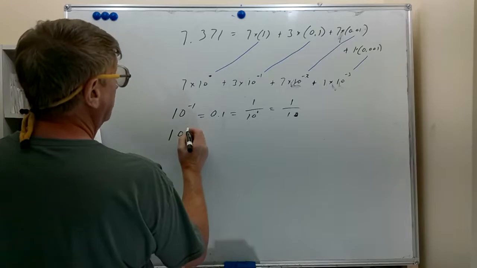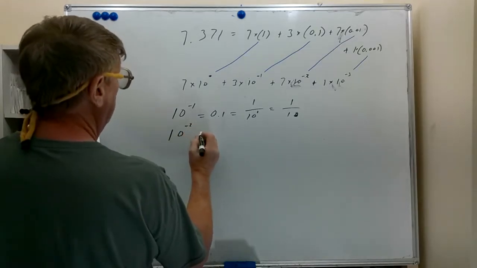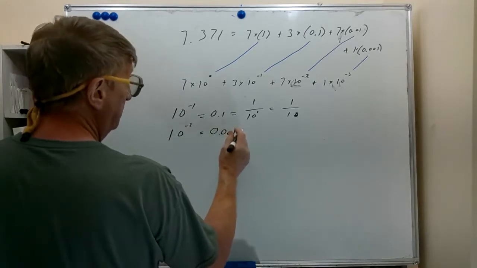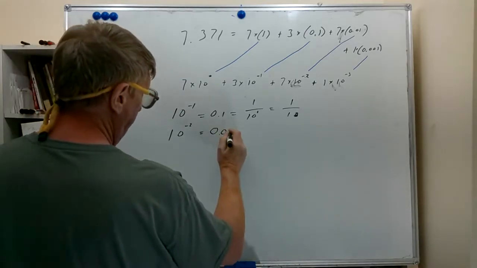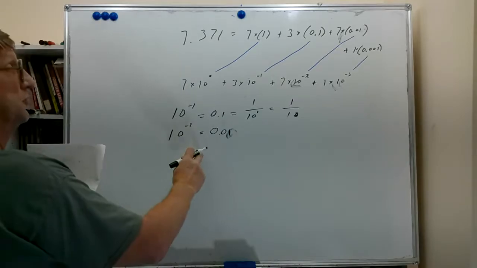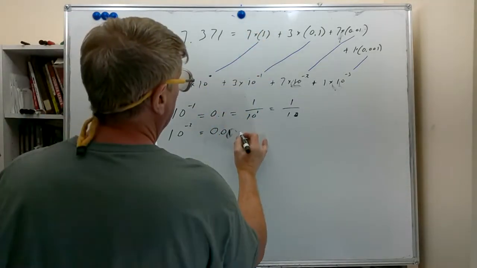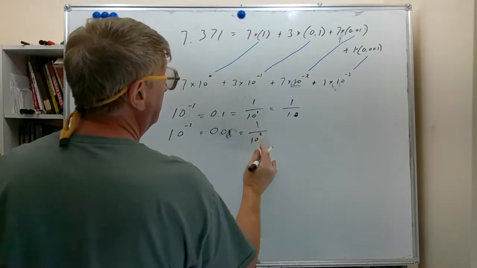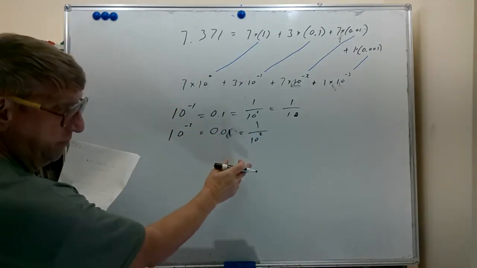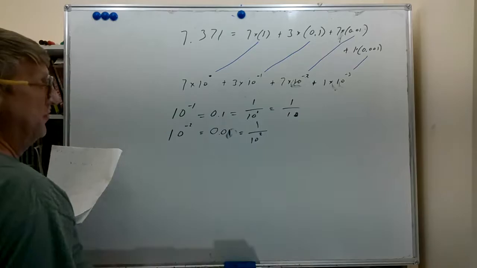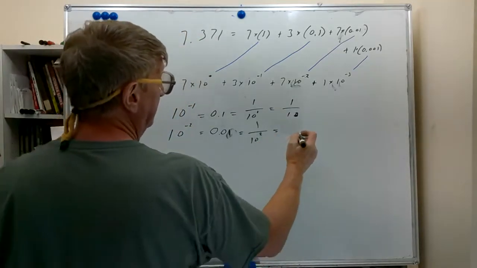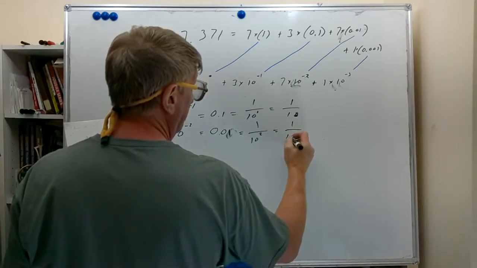We'll do a couple more. 10 to the minus 2 is going to equal 0.01, 2 decimal places from the negative 2, which is also equal to 1 over 10 to the positive 2. We've changed the sign of the exponent, we moved it to the denominator, which, if we do the math, 10 times 10, it's 1 over 100, or 1/100th.